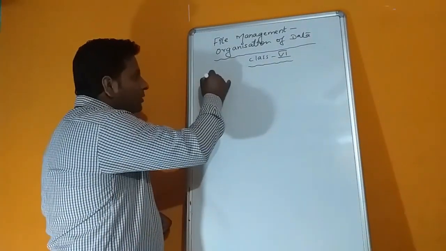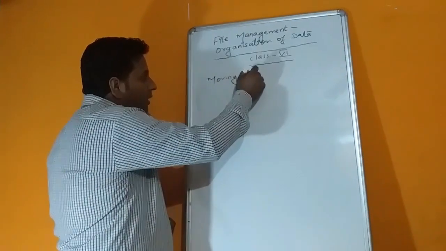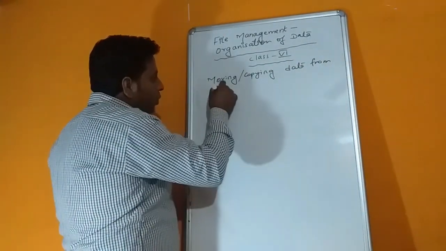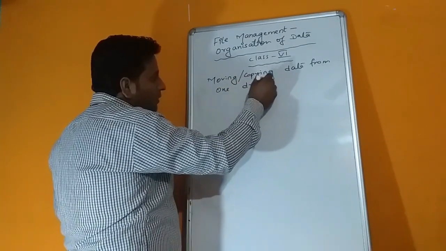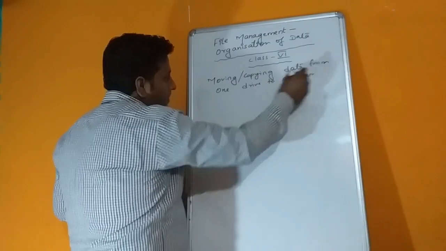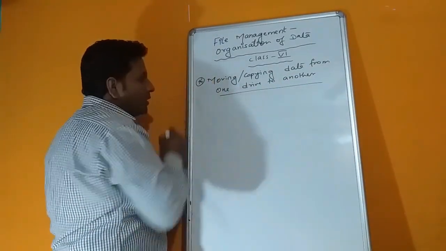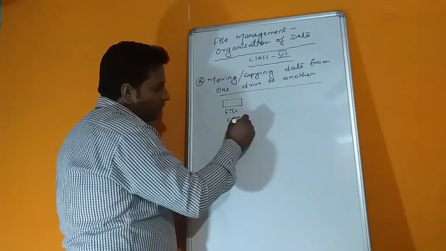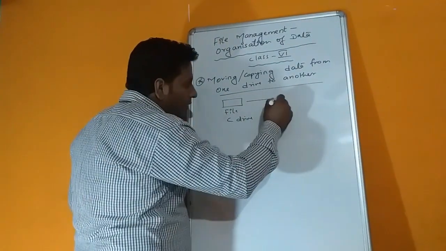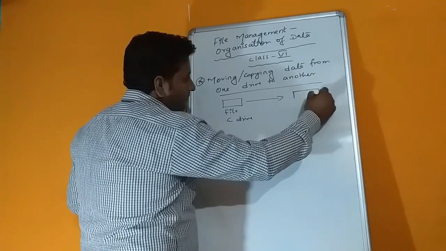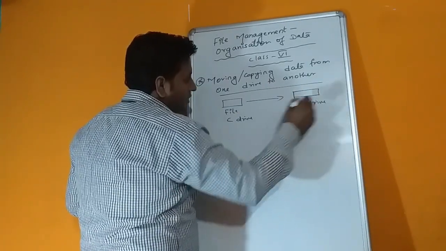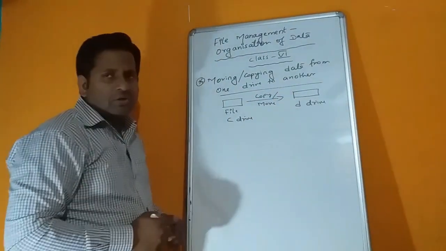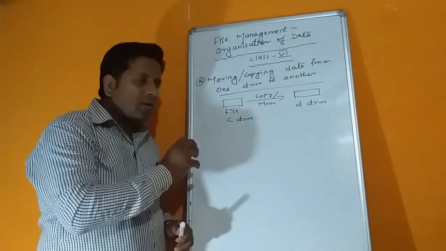So see next, that is moving or copying data from one drive to another. Say our data, our file, is in C drive and I want to copy this to D drive. Either I want to copy or I want to move. So this is possible, children. We can copy as well as move the data from one drive to another drive.